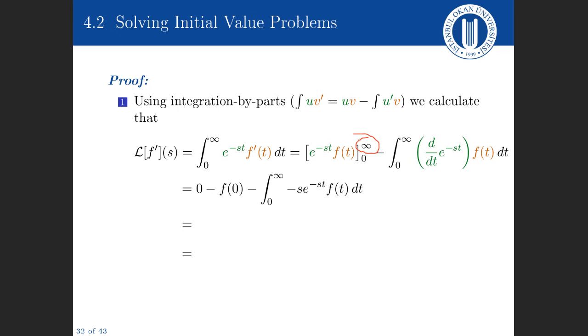The limit as r tends to infinity of e to the power minus st is 0. So the first term will just be 0. Replacing t by 0, e to the power 0 is 1, so we just get f of 0 here. And then minus the integral from 0 to infinity, minus s e to the power minus st f of t.